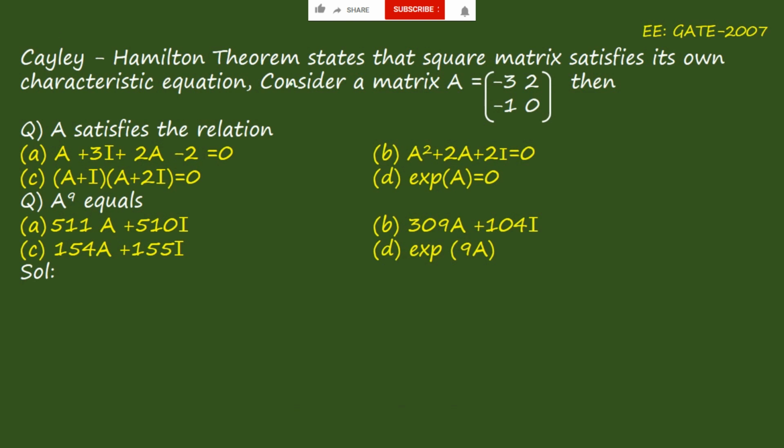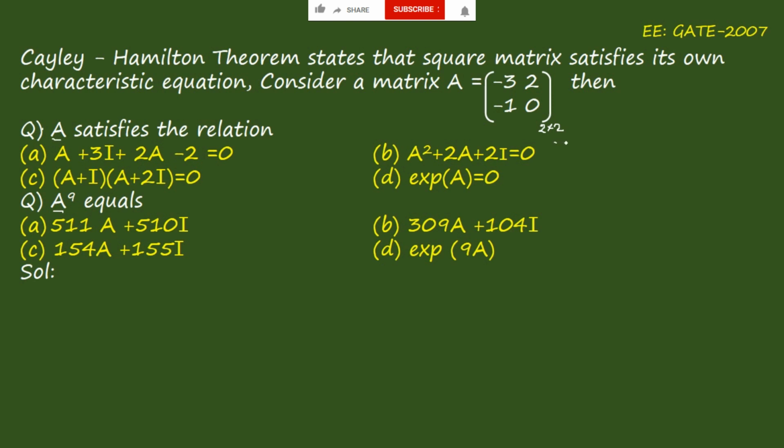Come to the question. The Cayley-Hamilton theorem states that a square matrix satisfies its own characteristic equation. Consider matrix A, given as a 2 cross 2 matrix. Right? Now they are saying A can satisfy a relation in terms of a polynomial. They have given it, right? Then A power 9 is how much? We have to find it out. First, what are we going to do with this particular question?